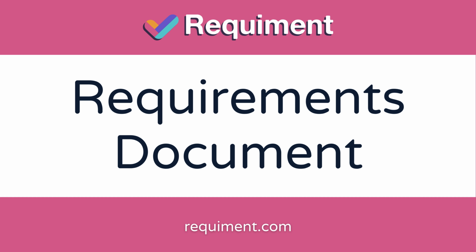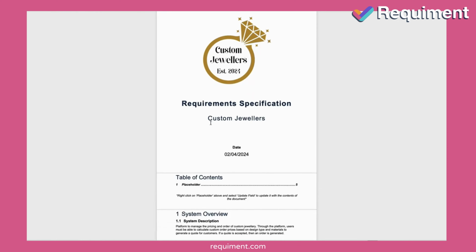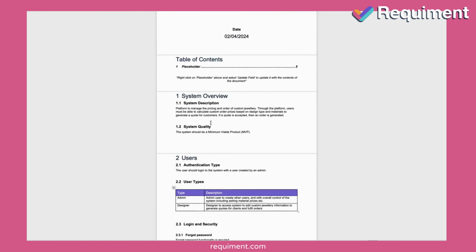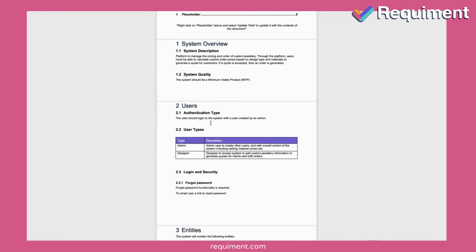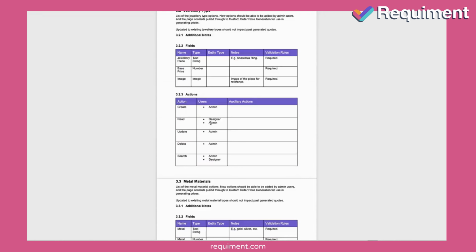Now that we've added in all the details of our project, we've shown generating tasks and also wireframes, it's now time to show us generating a requirements document out the back end of all of this. So if I hit generate document here, this will start generating that Word document for us. And I'll just show one that I prepared earlier with more of these details filled in. And as you can see, we have a full requirements document here with all of our details that we added in. Our system description, system quality, authentication type, everything here, all of our entities.